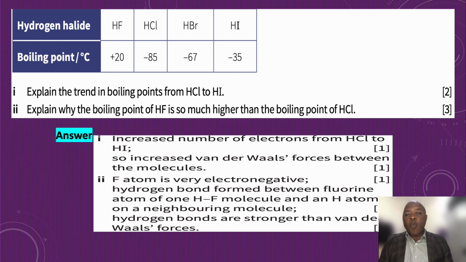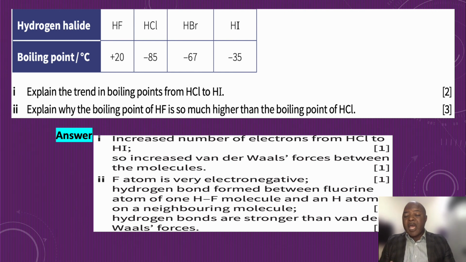Then number 2, explain why the boiling point of hydrogen fluoride is so much higher than the boiling point of hydrogen chloride. If you look at the boiling points here, you will see that hydrogen fluoride has an exceptionally high boiling point compared to other hydrogen halides. The reason is simple. The reason is that there is the presence of hydrogen bonds in the hydrogen fluoride molecule.